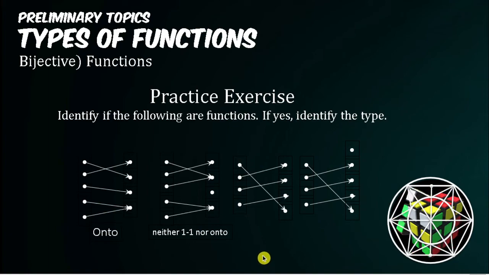Number 3, function ba siya? Yes. One-to-one ba siya? Dapat iisa yung pre-images. And then, onto ba siya? Yes, kasi lahat ay may pre-images and unique. So, it's a bijection because it's both one-to-one and onto. And this is just one-to-one, not onto. Kasi merong walang pair doon. So, the range is not the same as the codomain. There you have it.